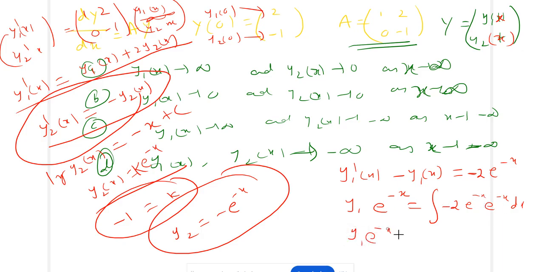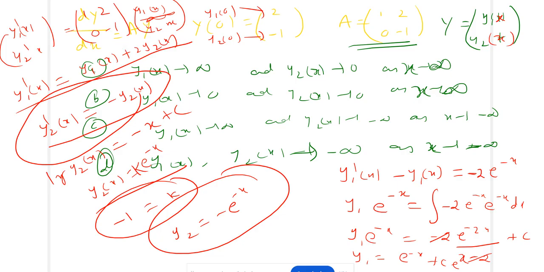So y1 e^(−x) equals the integral of −2e^(−2x) dx. Integrating e^(−2x) gives e^(−2x) divided by −2, so we get the solution plus a constant. When we divide by e^(−x) on both sides, y1 equals e^(−x) plus c times e^(x), because e^(−x) is in the denominator, so it becomes e^(x).